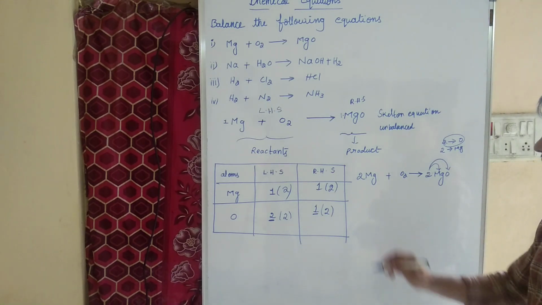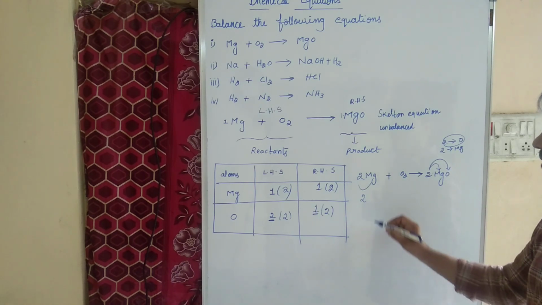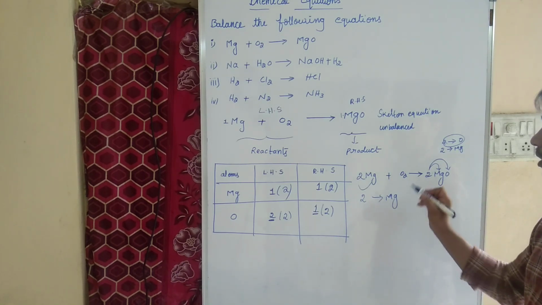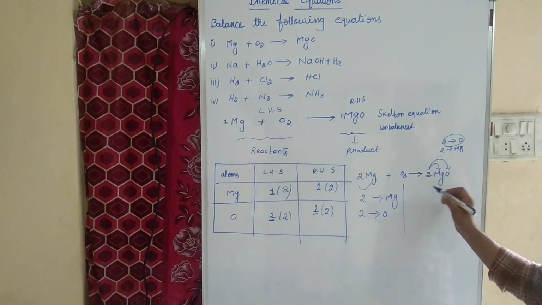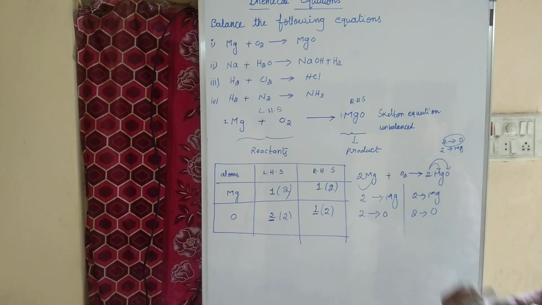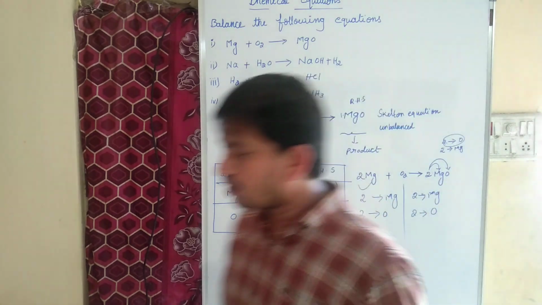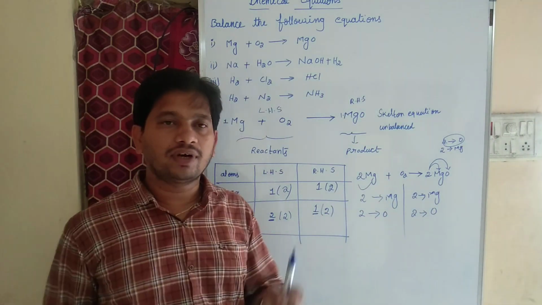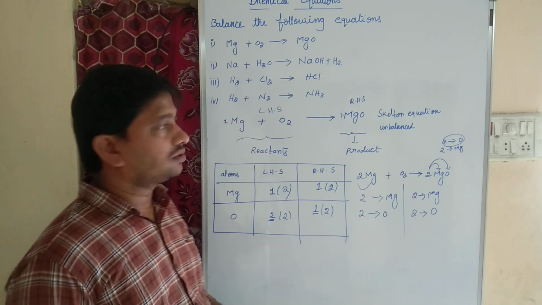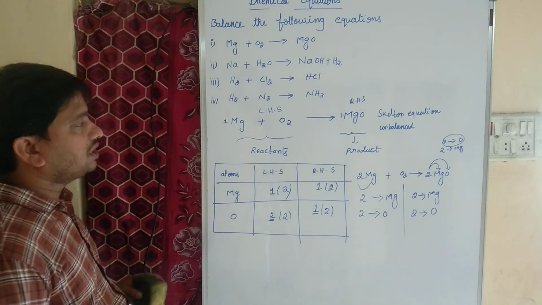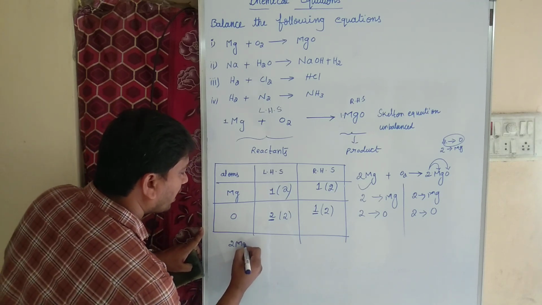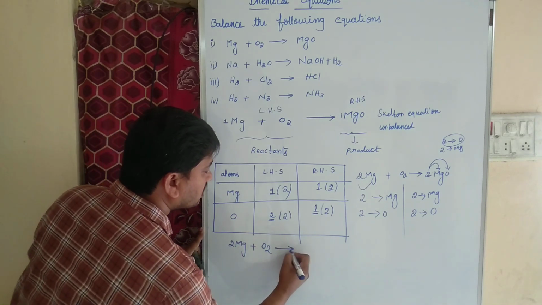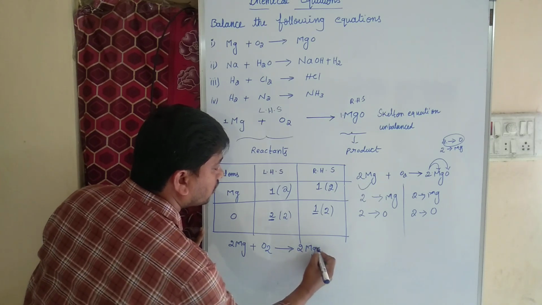If you observe properly, we have 2 atoms of magnesium and 2 atoms of oxygen on the left hand side, and on the right hand side we have 2 atoms of magnesium and 2 atoms of oxygen. So the number of atoms on both sides is equal, hence it is a balanced equation. The balanced chemical equation for Mg plus O2 gives rise to MgO is 2Mg plus O2 gives rise to 2MgO.